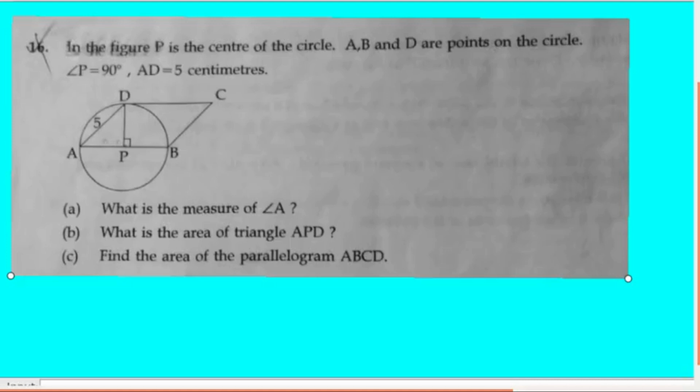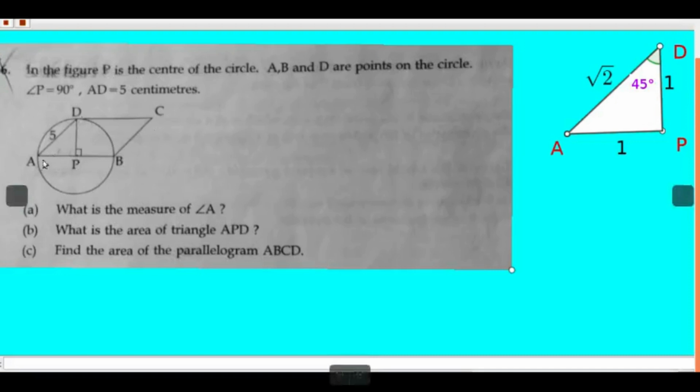What is the area of triangle APD? Find the area of the parallelogram ABCD. What is the measure of angle A? Angle P is equal to 90 degree. This is a right triangle. PA and PD are the radius of the circle, so PA is equal to PD. So these two angles are equal. This is a 45, 45, 90 triangle. Sides are in the ratio 1 is to 1 is to root 2.